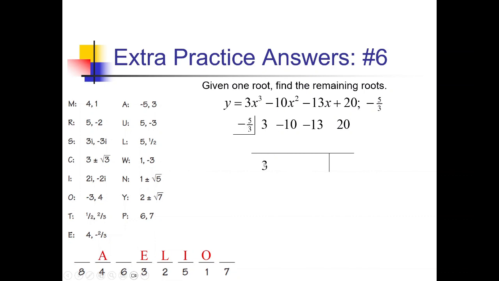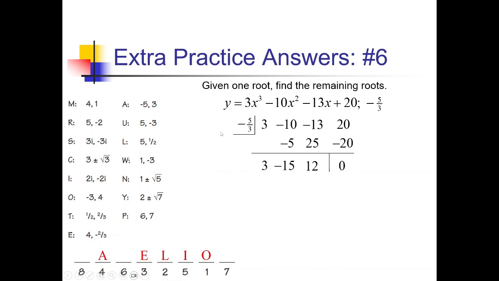So bring down that 3. Now to multiply over and over again by negative 5 over 3, what I'm going to be doing in my head is dividing the number down here by my denominator of 3 and then multiplying by negative 5. So 3 divided by 3 is 1 times negative 5 gives me negative 5 plus negative 10 is negative 15. Now negative 15 divided by 3 is negative 5 times the negative 5 in the numerator gives me 25. Plus negative 13 is going to be 12. 12 divided by 3 is 4. 4 times negative 5 is negative 20. And then negative 20 and 20 adds up to 0.